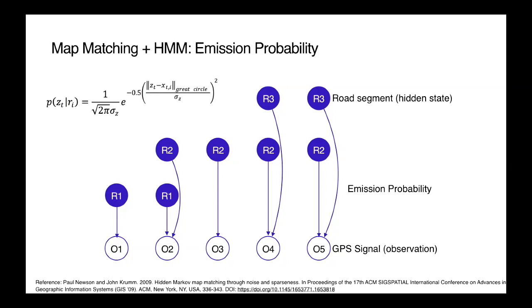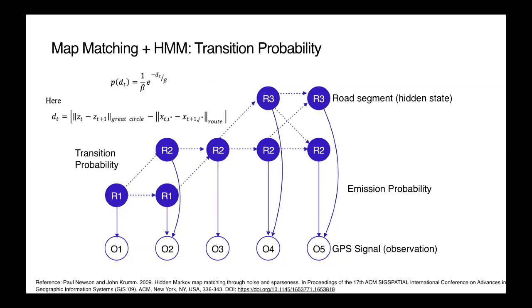The next part of the hidden Markov model map matching would be to compute the transition probability. You can think of the transition probability as being the probability of a car or vehicle traversing from one road segment to the other. So let's look at a concrete example here. The transition probability R1, R2 would be the probability that my car traversed from the road segment R1 onto the road segment R2. And again, an intuitive way of thinking of this probability is that certain transitions or certain road transitions should be more likely than others.